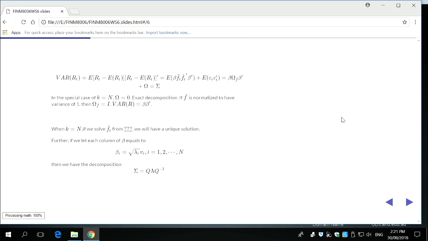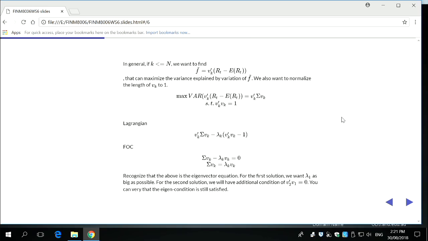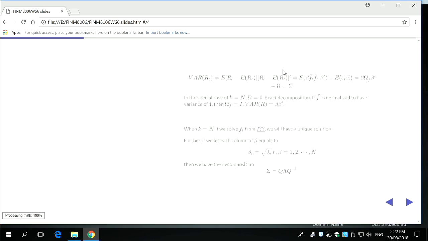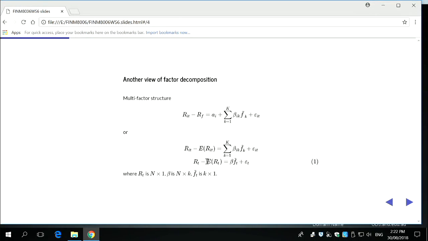What if k is less than n, which is the general case we have, right? So we also want to find the expression for f tilde. And this f tilde will be some vector times this R t minus expected R t. How do I know that? That's coming from this equation, right?